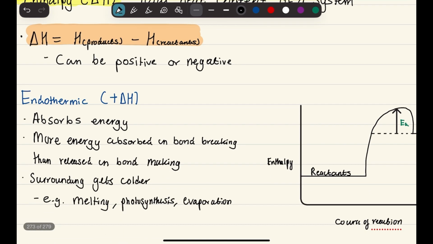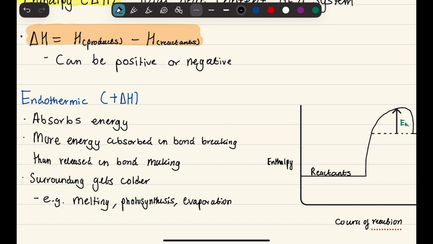So positive enthalpy changes are described as endothermic reactions. This means that the reaction is absorbing energy. So it's taking energy normally from its surroundings and is putting it into the chemical system, right? A key definition for this, and we're going to get more into it in the next video about bond enthalpy, is that more energy is absorbed when you're breaking bonds than the energy released in bond making. So when we're breaking bonds, we need to get energy in to break those bonds. When we're making bonds, we release energy. So there's more energy in that bond breaking process.